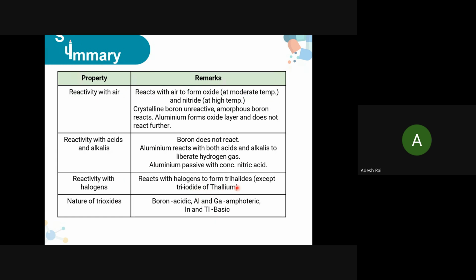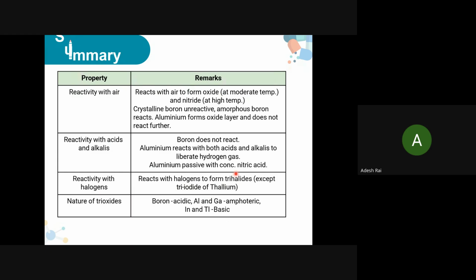Okay. One more thing. In reactivity with halogen, we also saw that hydrolysis of boron trihalides will not take place. But hydrolysis of other trihalides can take place and it can result in formation of tetrahedral or octahedral complexes, MOH4 minus, do you remember? Or MH2O6, do you remember that or not? So that reaction is possible, but not for boron.